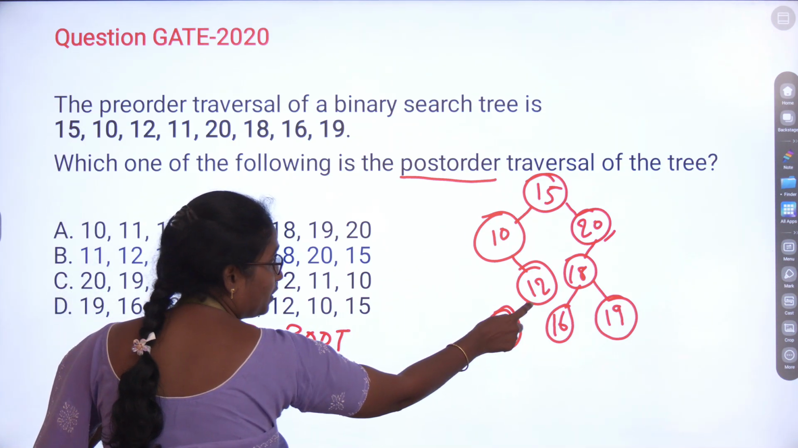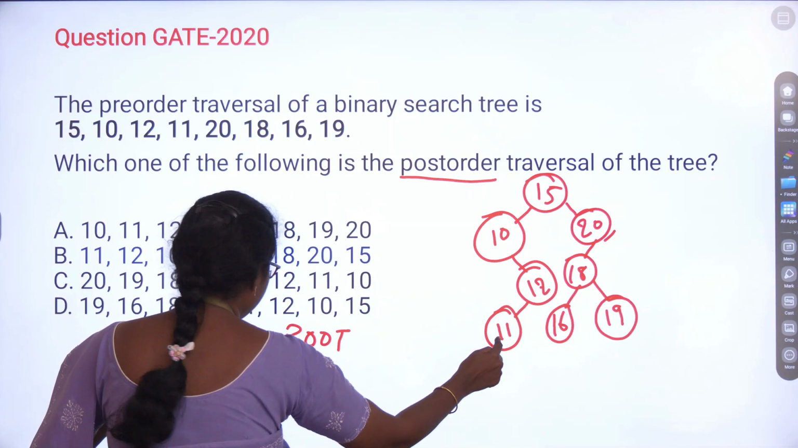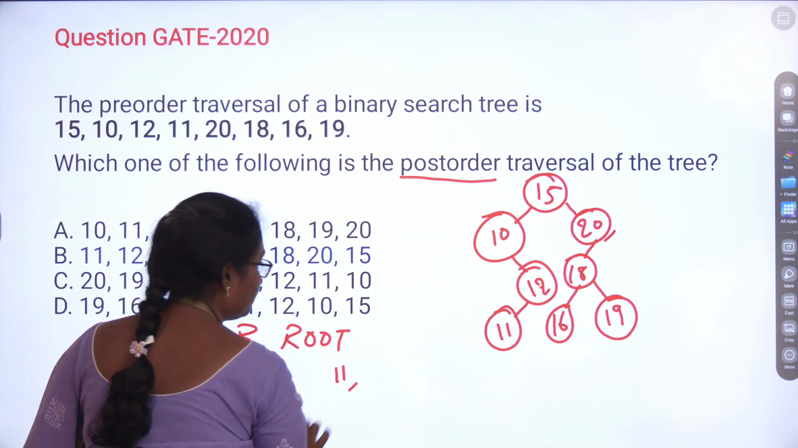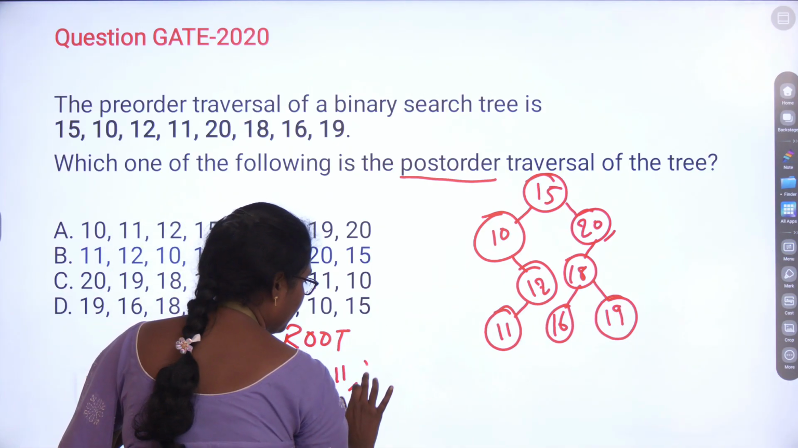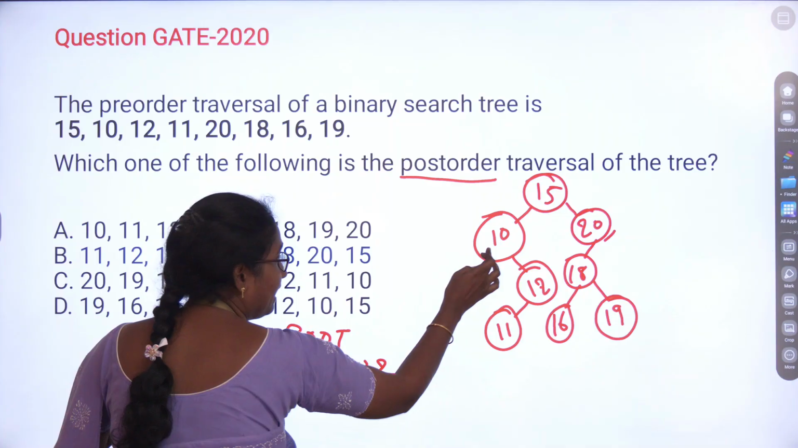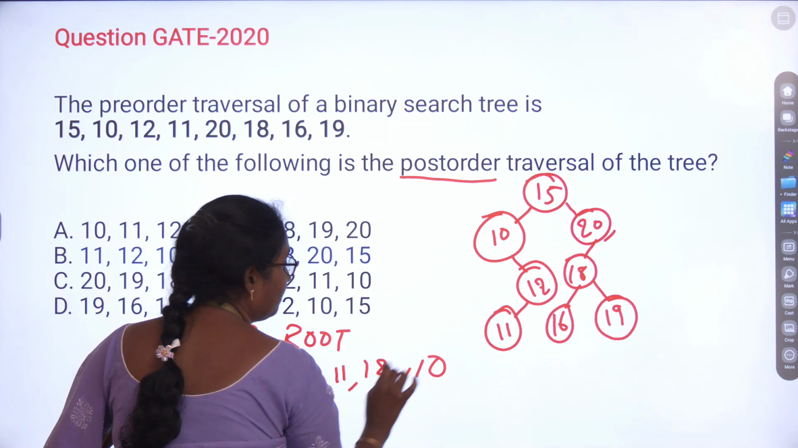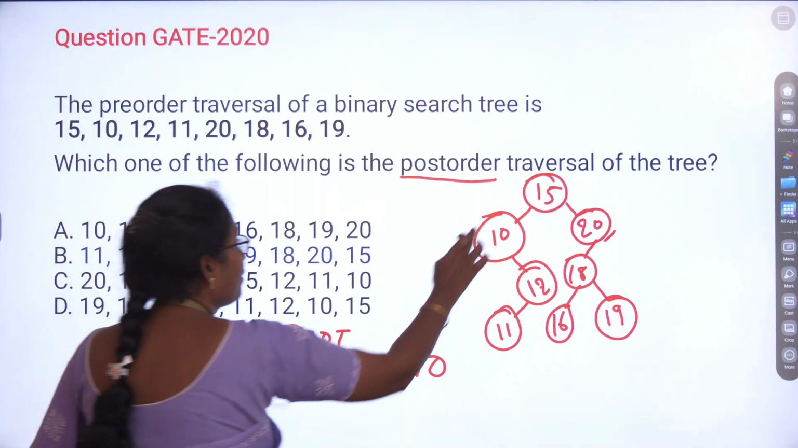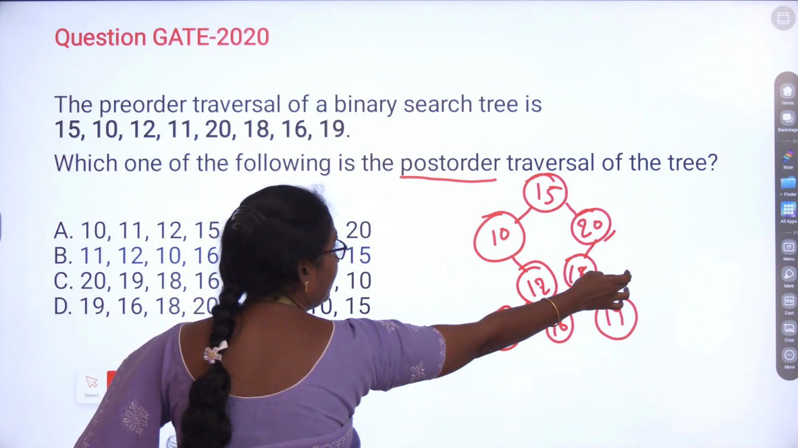What is right? 12. So 12, again it's a subtree. For this subtree, what is left? 11. What is right? There is no right. So what is root? 12. So for 10, left is completed, right is completed, then root is what? 10. So for 15 the left part is over, then move on to the right part.